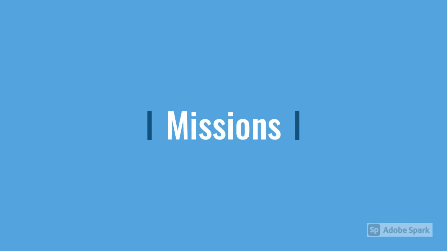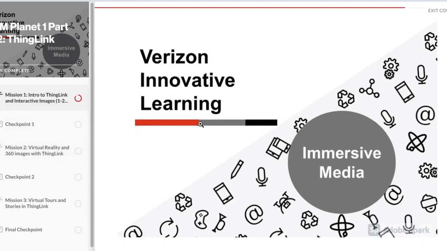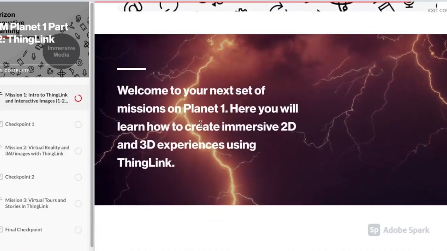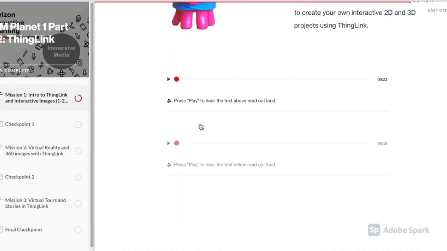Next, let's talk about missions. Each module consists of a set of missions. You could also think of missions as lessons that take about one class period to complete. In this module, we can see all the missions and checkpoints along the left-hand side. We're currently in Mission 1. Each mission is a lesson. It takes about a class period to complete.